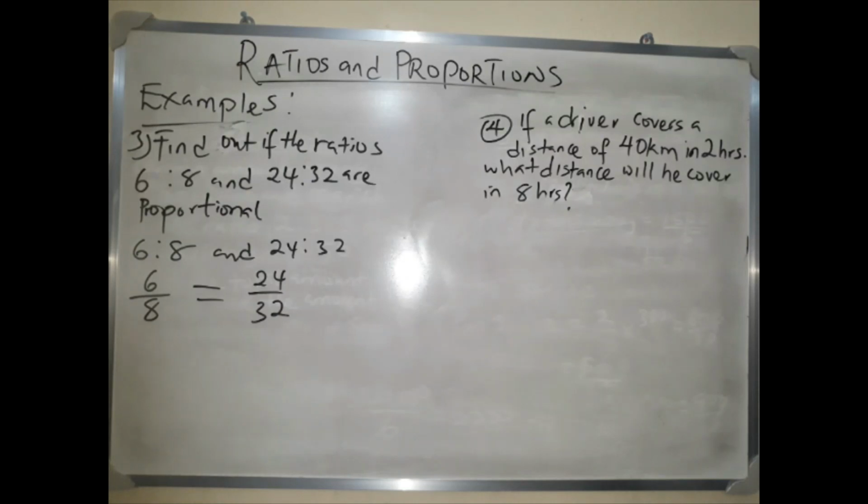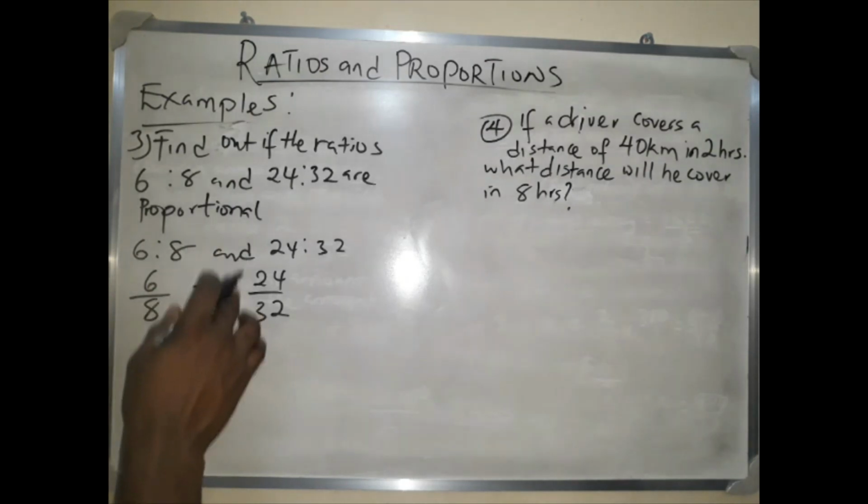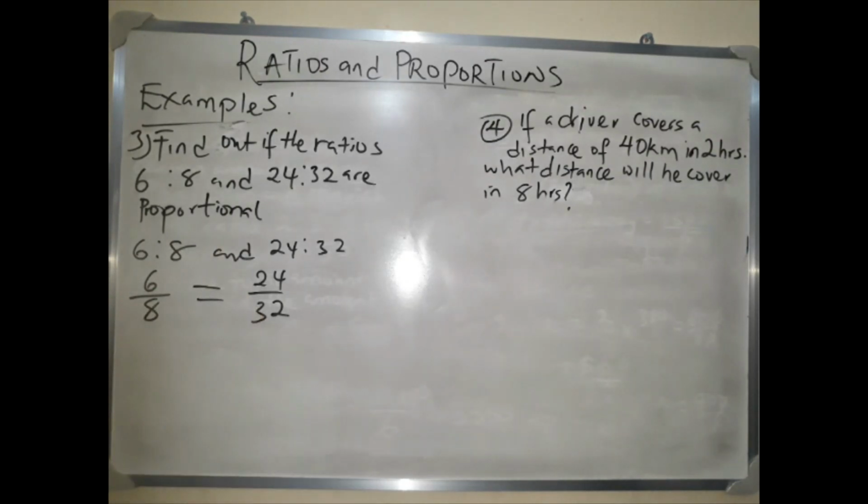Equal is the symbol used to denote proportions. So we are asked to find out if these ratios are proportional. If they are proportional, then they must be equal to each other. Now, we know that 6 over 8 and 24 over 32 are ratios. In order for them to be proportional, that means that 6 over 8, or 6 divided by 8, must be equal to 24 over 32.